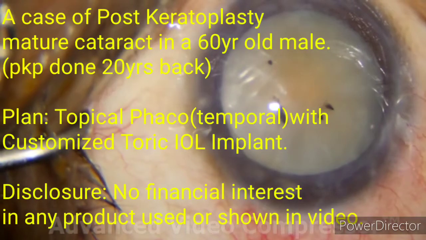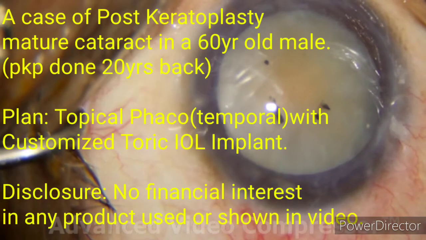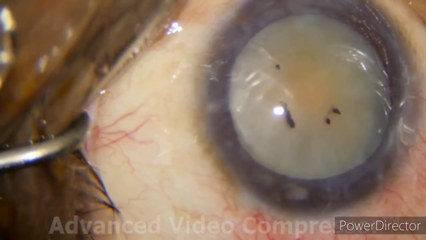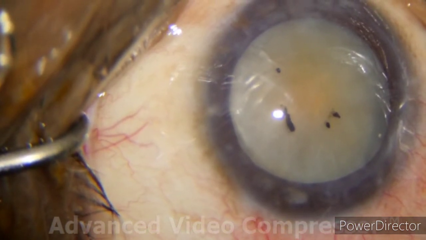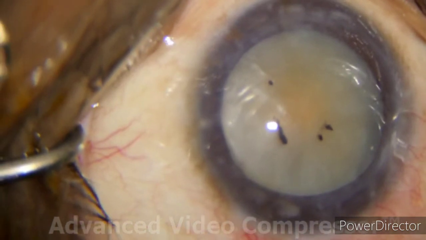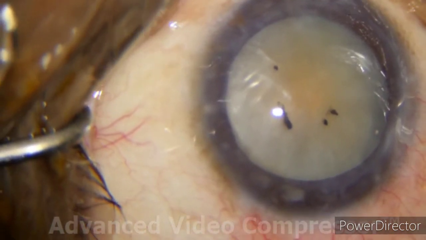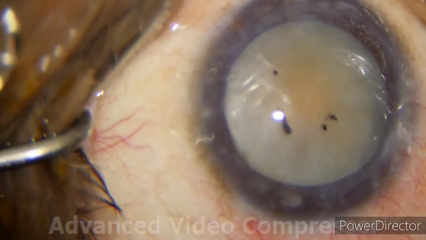Friends, this is a case of left eye mature cataracts in a post-keratoplasty patient. PKP was done 20 years back at Indore, for which other details are not available. Pre-op visual acuity in left eye is finger counting close to face with adequate PLPR. Patient is not using any drops in keratoplasty eye since many years now.